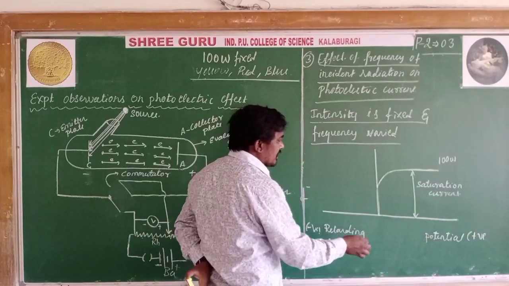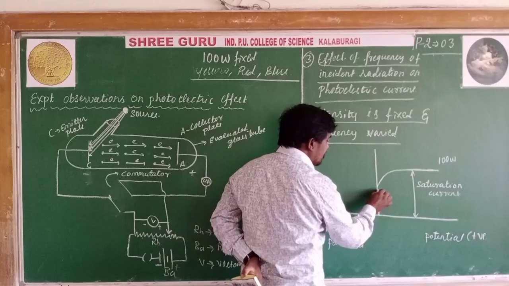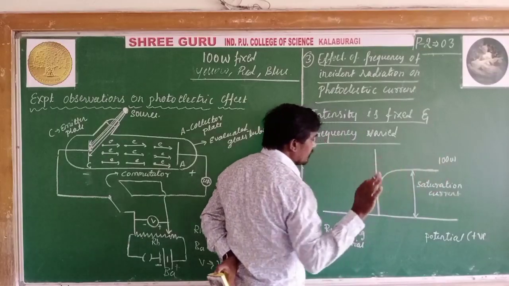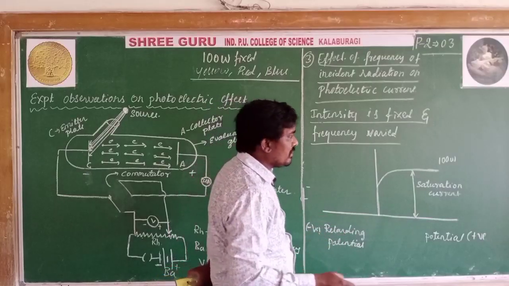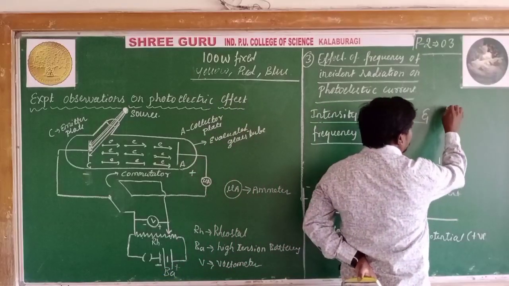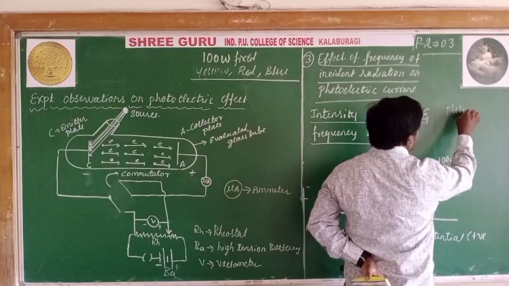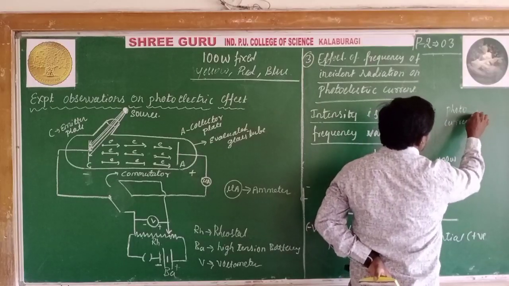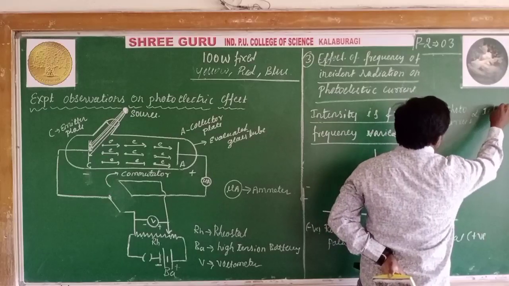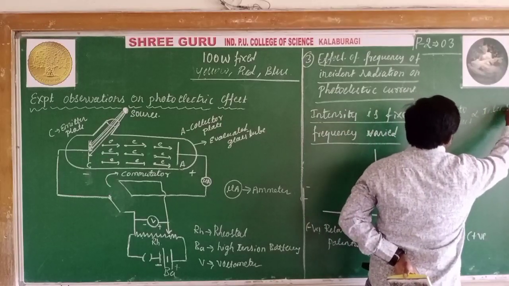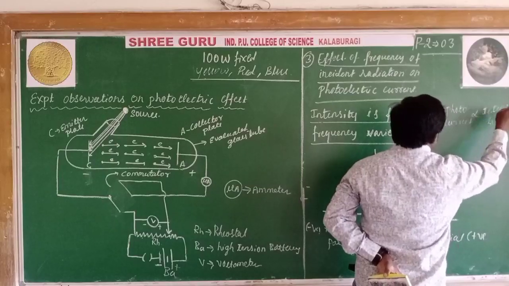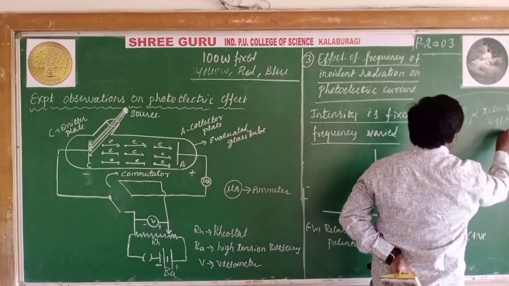Now take another color. Intensity is fixed, color may vary, the saturation current is the same. Why is the saturation current the same? The photocurrent is directly proportional to the intensity of light. Already we discussed that as the intensity of light increases, the photocurrent increases.